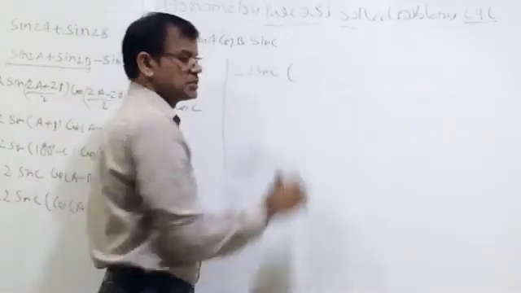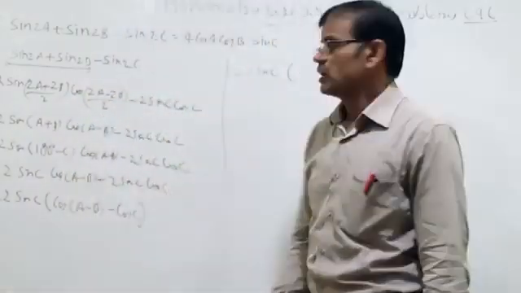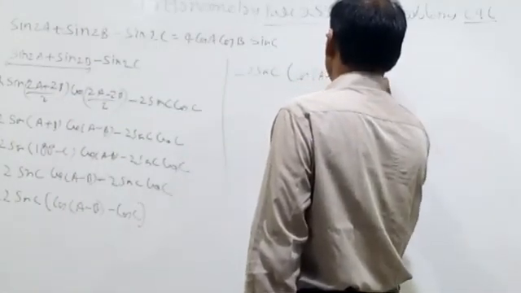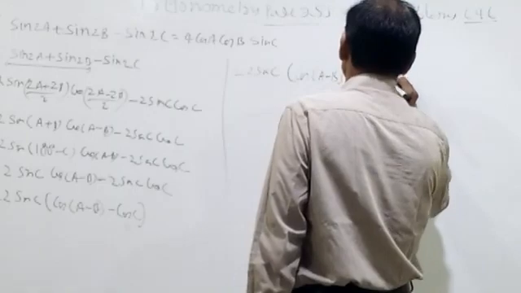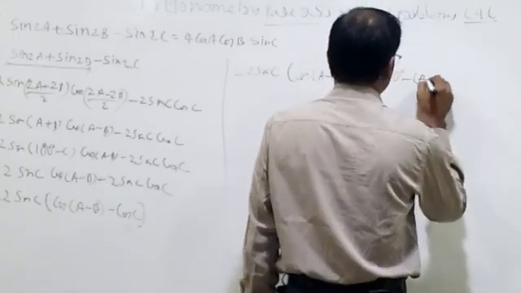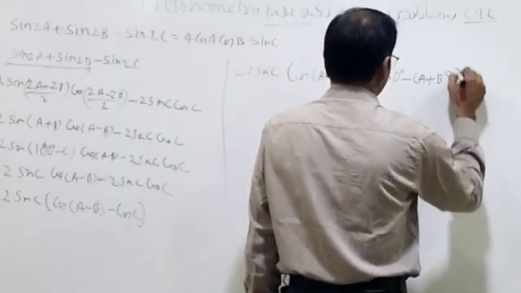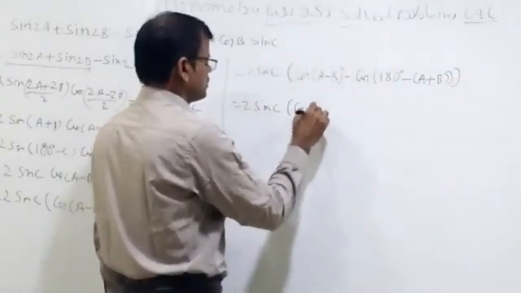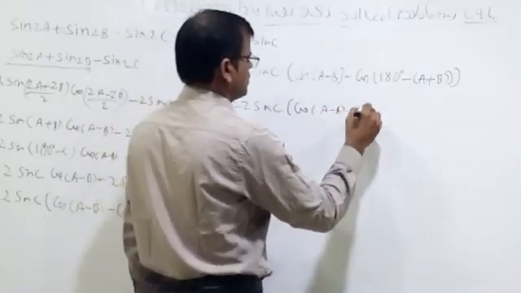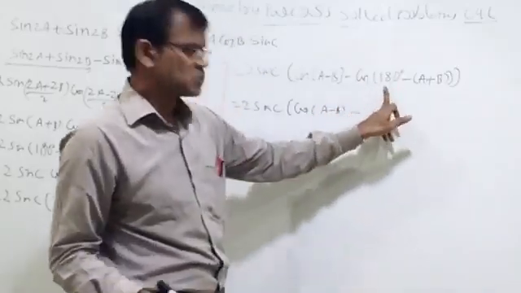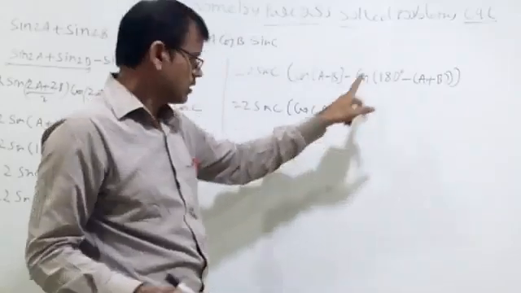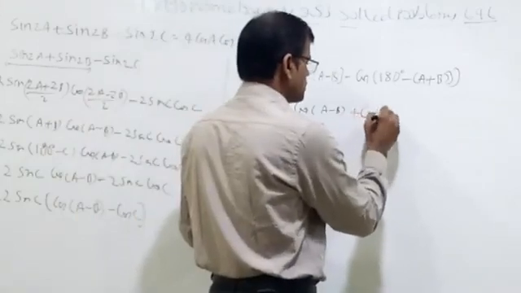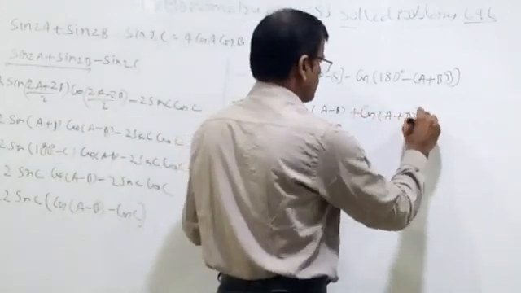That is equal to 2 sin C into cos of A minus B minus cos of C, which can be understood as cos of 180 minus (A plus B). That is equal to 2 sin C into cos of A minus B minus... Originally, cos of 180 minus theta becomes minus cos theta. In general, a minus is there, so that minus sign becomes plus here. This becomes cos of A plus B.